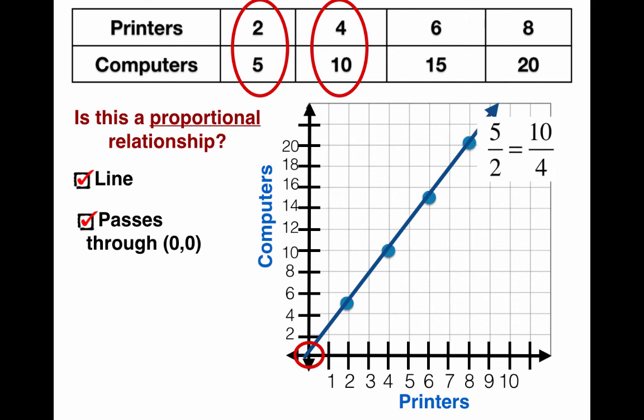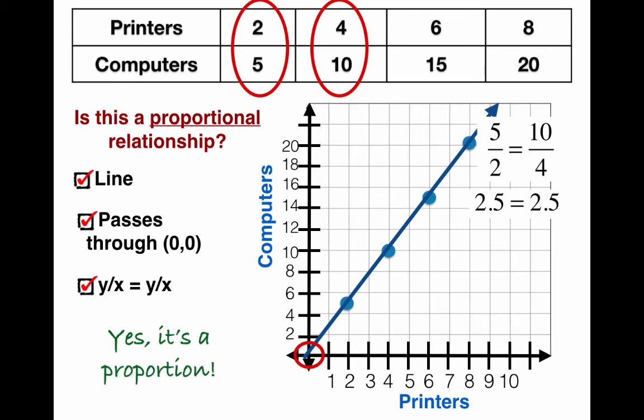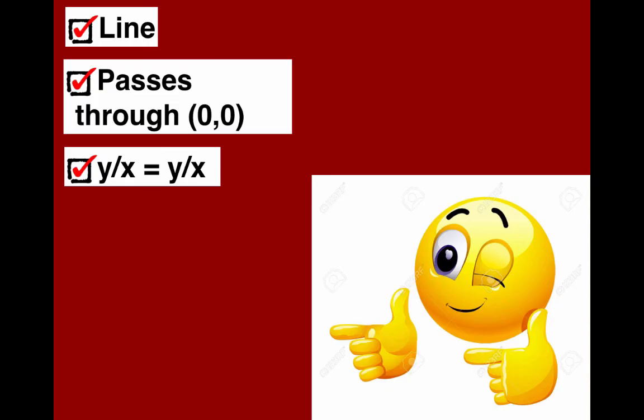Is 5 over 2 equal to 10 over 4? Well, divide it in your calculator. 5 divided by 2 and 10 divided by 4. What decimal do you get? And I got 2.5 and 2.5. So the answer is yes, check. Those fractions are equal. Y over x equals y over x, which means yes, this is another proportional relationship. This is a proportion.